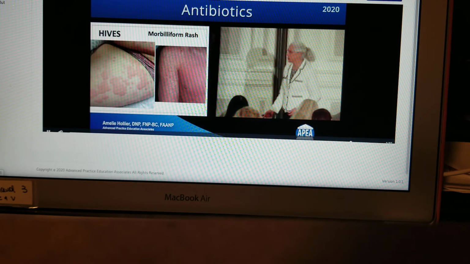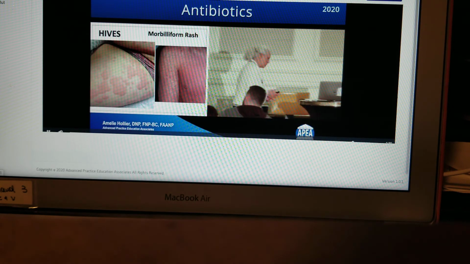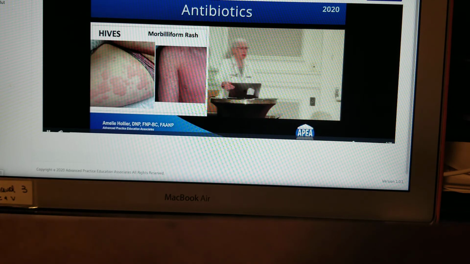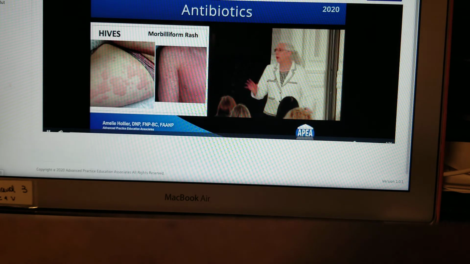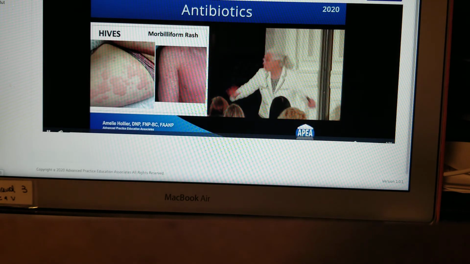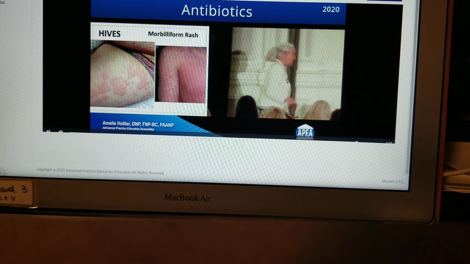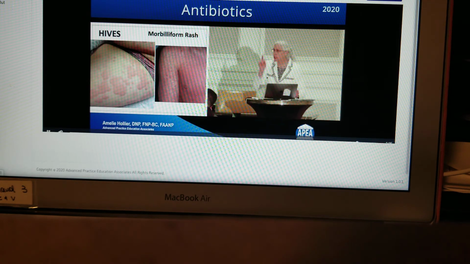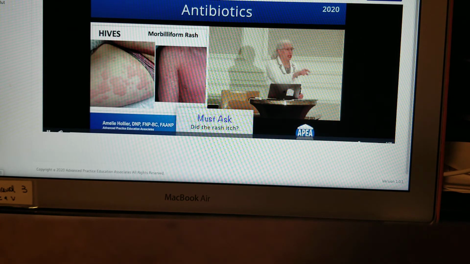So let me show you something. When you look at a morbilliform rash, I want you to look clinically for the differences between hives and a morbilliform rash, because people don't come in and say, "Oh, Dr. Amelie, it was the morbilliform rash." What do they say? "I had a rash." And they shouldn't be able to tell you. But when you ask them this clinical question, the clinical question you ask somebody who says, "Oh, I had this rash with penicillin," you always ask them, "Did the rash itch?" That's what you ask them.